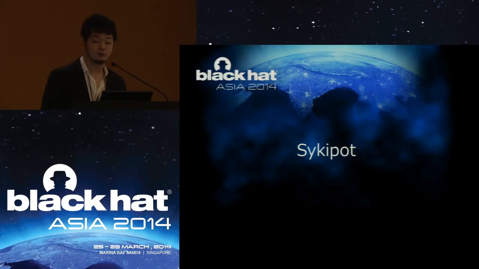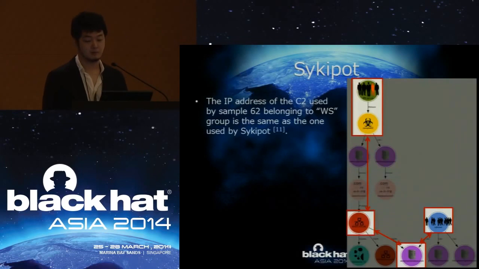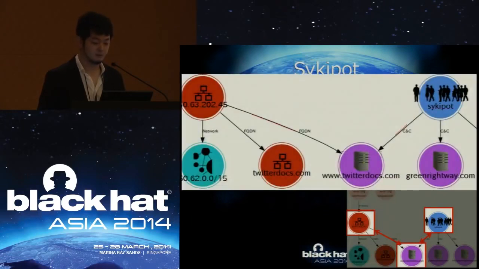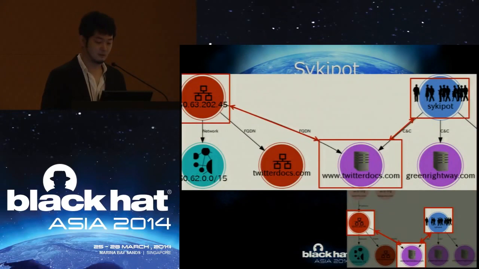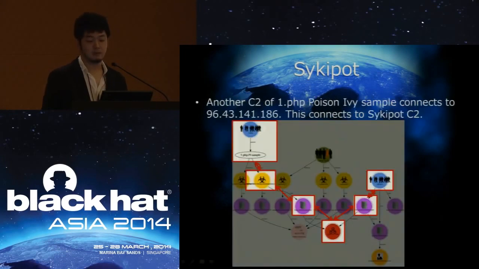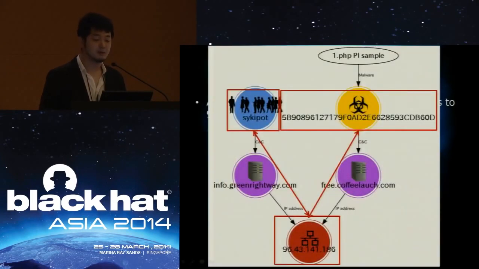Third, Sykipot. Sykipot is reported by Symantec. Sample 62, which belongs to the WS group, connects to Sykipot. This address is shared by these groups. Sykipot targets a variety of countries and industries. At that time, Sykipot targeted mainly the US or UK, but was unlimited in scope. And Sykipot is also related to 1.php. Another Poison Ivy sample of 1.php is also related to Sykipot.